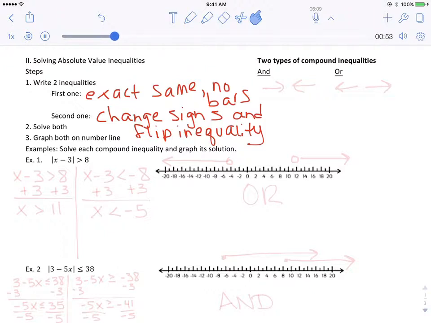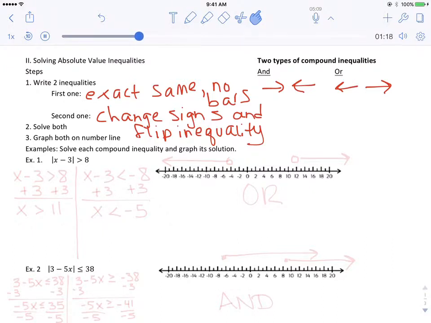Remember that and statements look like this, where they're going both directions and overlap each other. An or statement, they're going opposite directions and don't overlap each other. Once you solve both equations, you're going to graph both of these on the number line. We'll start with example number 1.